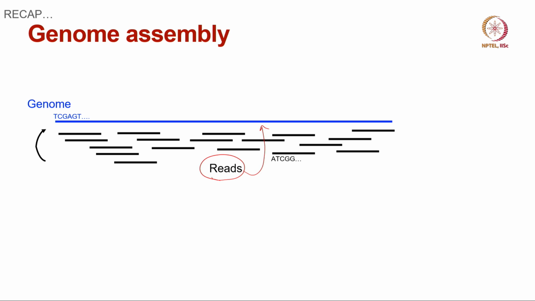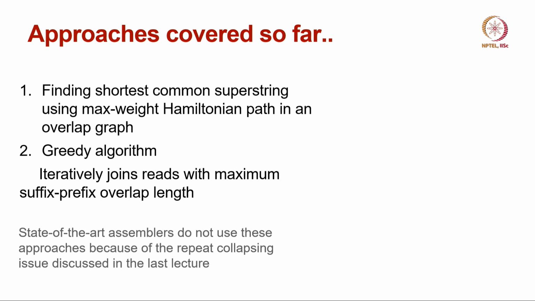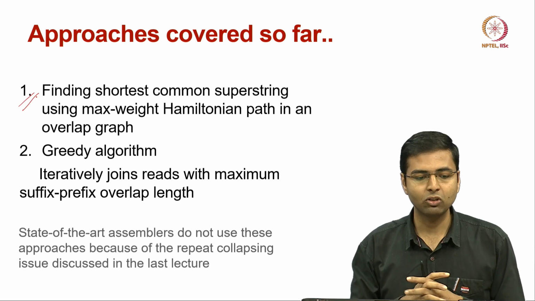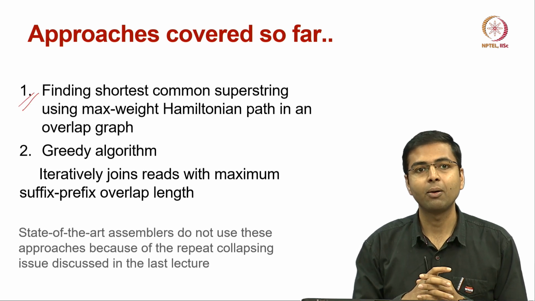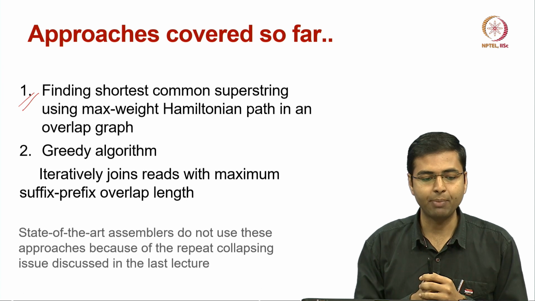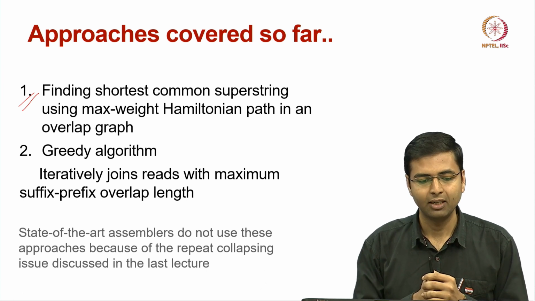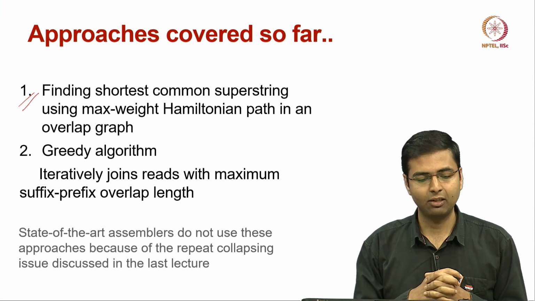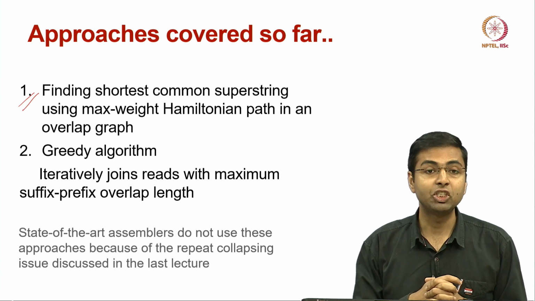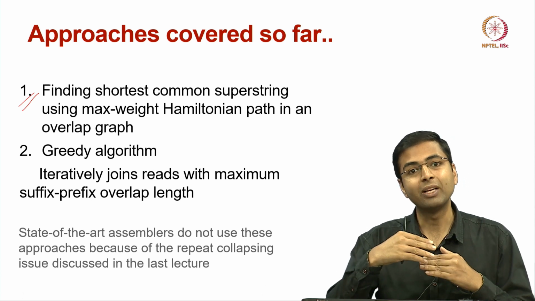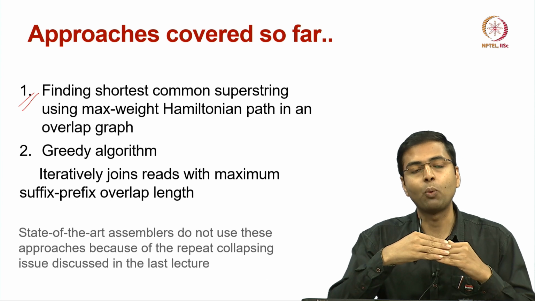So we'll continue this discussion on new or alternative algorithms for how we can reconstruct this genome sequence accurately. The approaches that we have seen so far have been these two. First, we looked at finding shortest common superstring using maximum weight Hamiltonian path in an overlap graph, and the second approach was a greedy algorithm, which iteratively joins reads with maximum suffix prefix overlap length.